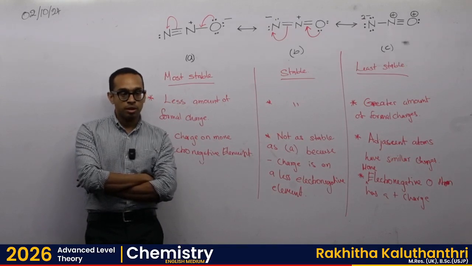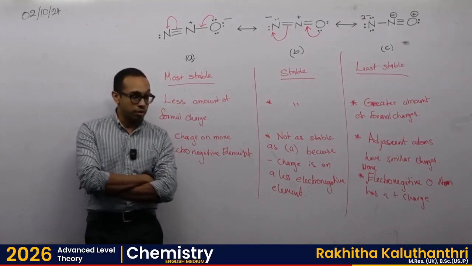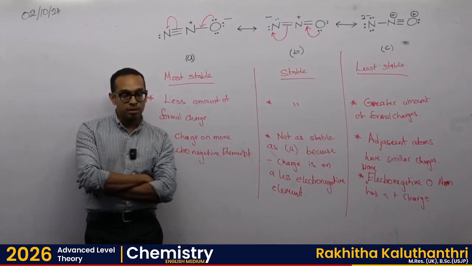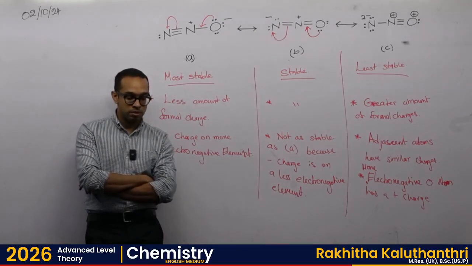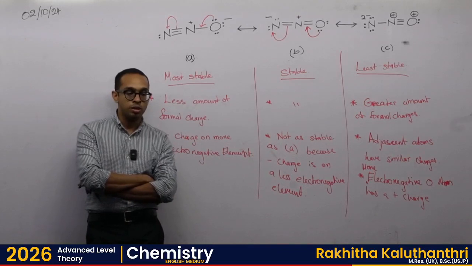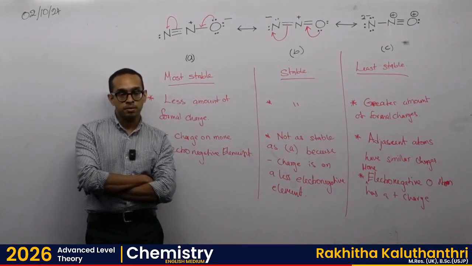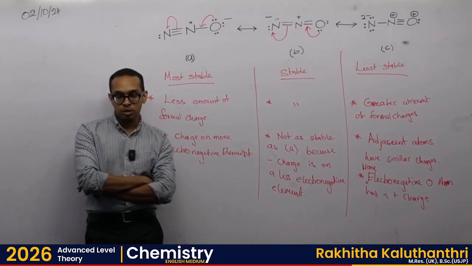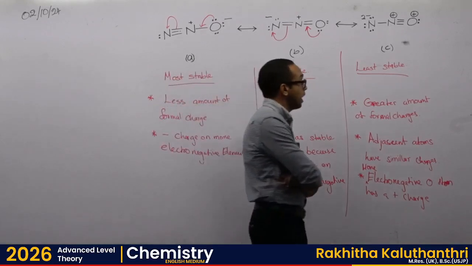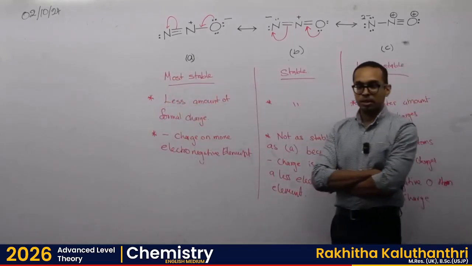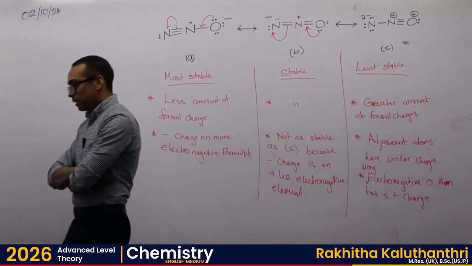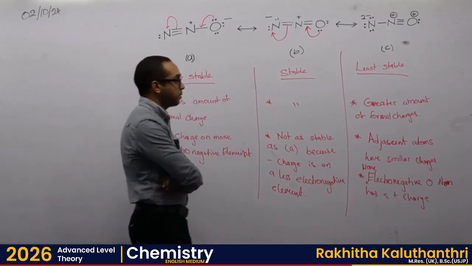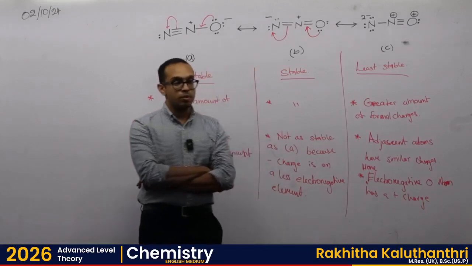Right? Then you can write structure B has a less of a contribution compared to structure A. And structure C will have the least amount of contribution, as it is the least stable.